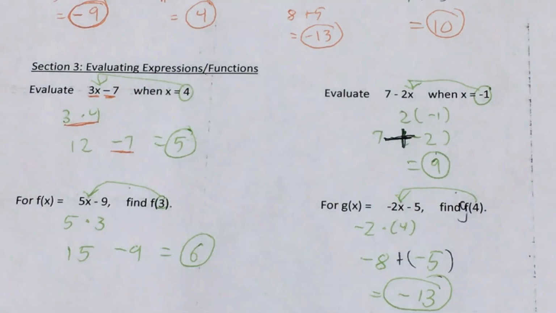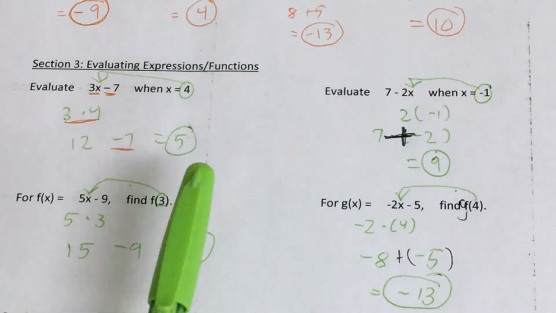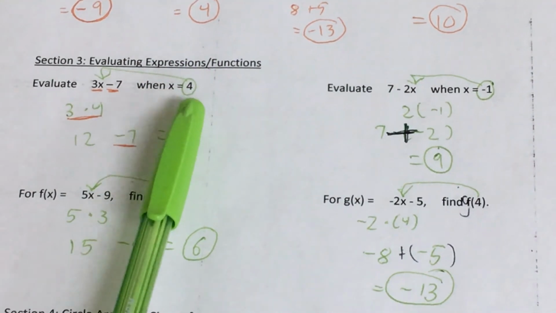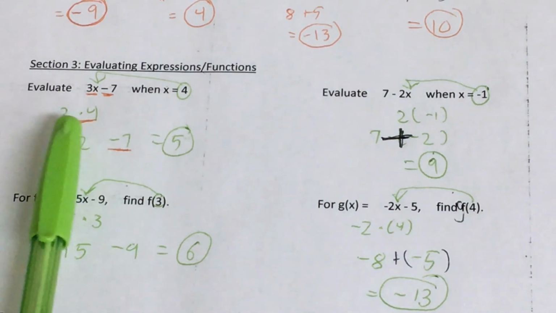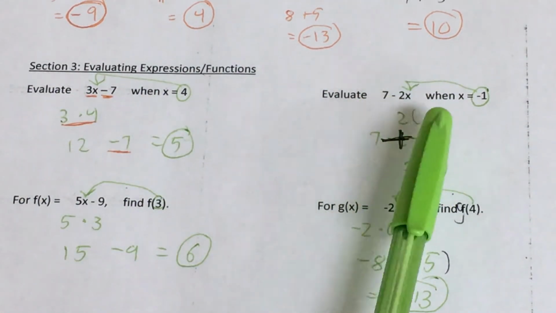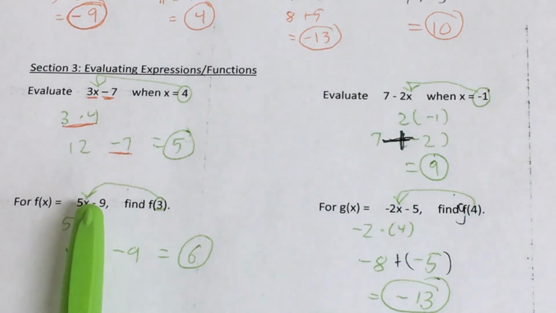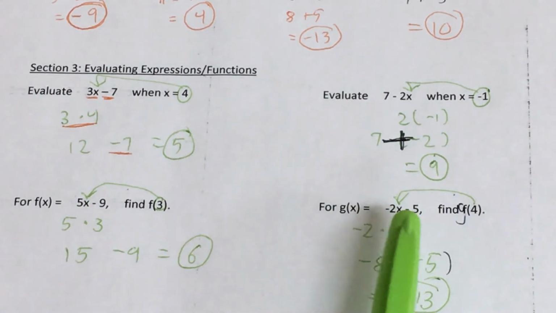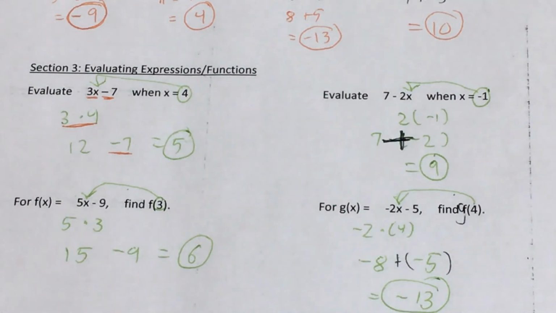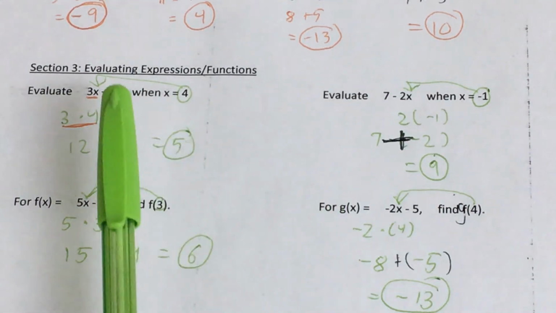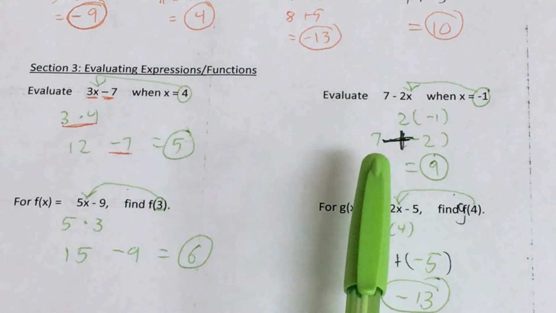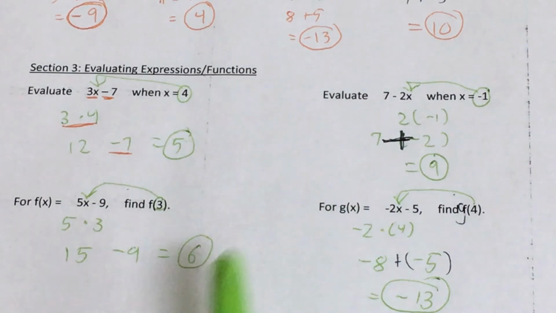So those were all the problems that dealt with evaluating expressions and evaluating functions. Once again, the big idea is we want to take the number that we got for x, just plug it in. 3x becomes 3 times x, so 3 times 4. 2x becomes 2 times negative 1. 5x became 5 times 3. Negative 2x became negative 2 times 4. And then whatever addition or subtraction piece was left at the end, like minus 7, or 7 minus 2x, we had to put the 7 minus there, or minus 9 or minus 5. Whatever that piece was, we had to bring it back.